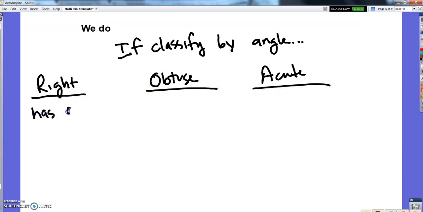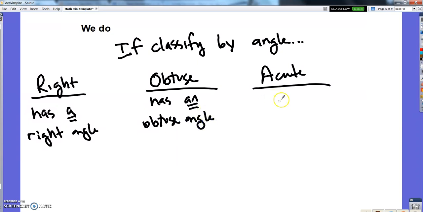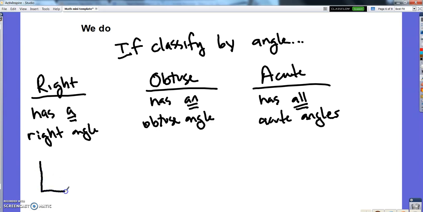Right has a right angle. Obtuse has an obtuse angle. And acute has all acute angles. And we may want to draw one for each example. So usually the right triangle, usually it's drawn where you can see the right angle down at the bottom. Doesn't have to be though. But something like that. That's a right triangle.